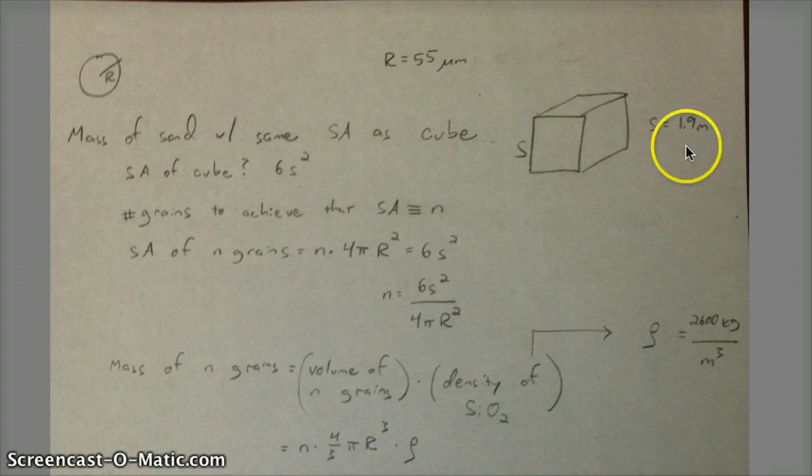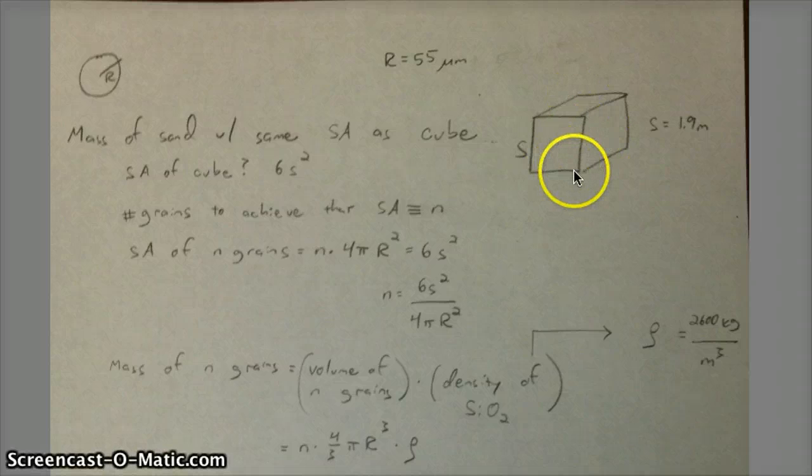So the first thought that I have is, what is the surface area of that cube? It's 6s squared, because each of the 6 faces of the cube has an area of s squared. How many grains does it take to have that amount of surface area? I've defined a variable n. The three lines here mean "is defined as," so n is the number of grains of sand that will have that surface area.